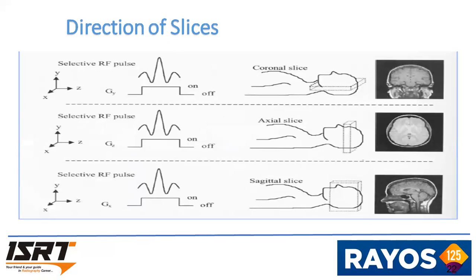The direction of the slices. The direction of the slices depends upon the XYZ gradient directions and it makes the orientation of the images. There are three types of gradient. The image orientation depends upon the gradient: X, Y, Z. For the Y, we get the coronal image. For the Z, we get the axial, and for the X, we get the sagittal.